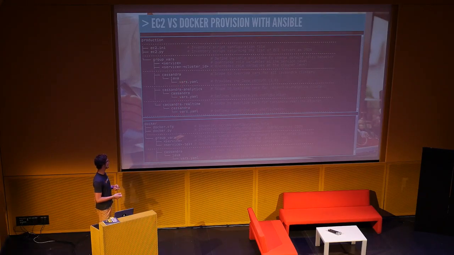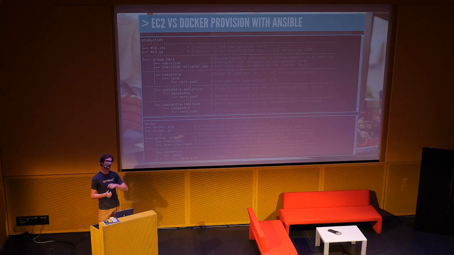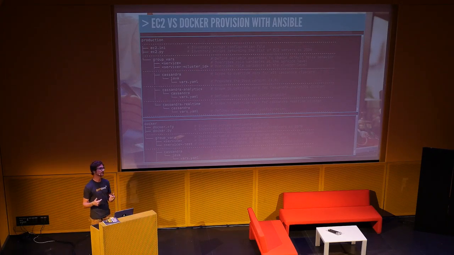Then at a deeper level, I'm going to define what I call here a cluster ID, which is variable specific to this specific cluster. So in that case, I will just override whatever configuration I need to override for my specific clusters. So here, the Cassandra.yaml configuration file is going to be different for both my real-time and my analytics cluster. Let's now talk about the Docker part.